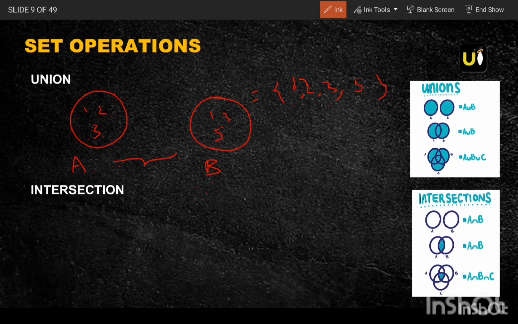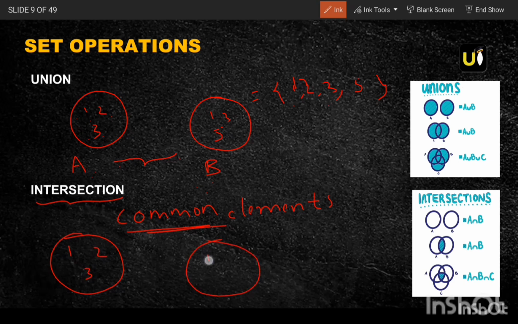Okay. Then what is intersection? Intersection is considered to be the common elements in the given two sets, or three, any number of sets. For example, we are given the sets {1, 2, 3} and {4, 5, 6}. What are the common elements in these two sets? There is no common element, so the intersection is represented as an empty set.